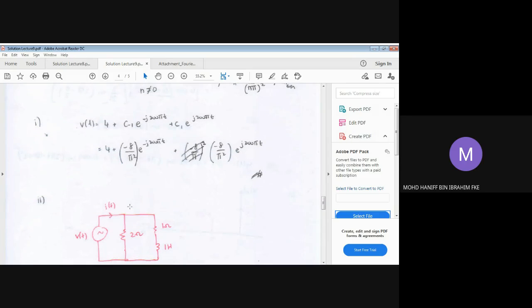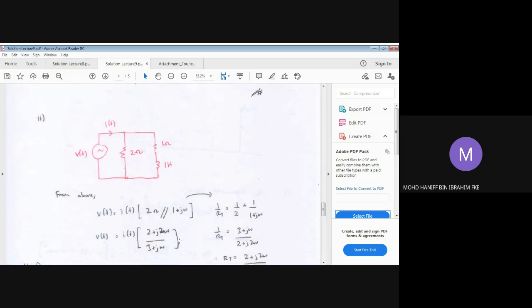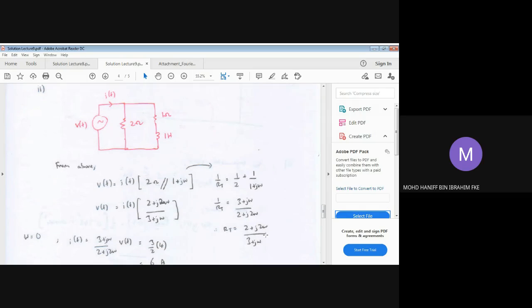To find the IT, we need to solve these circuit problems here, based on the equations of the components. From these equations, you have a case whereby the 2 ohm resistor is in parallel with the series summation of 1 Henry and 1 ohm impedance. So you get these equations to calculate the total resistance, which will be equal to 2 plus j 2 omega divided by 3 plus j omega.